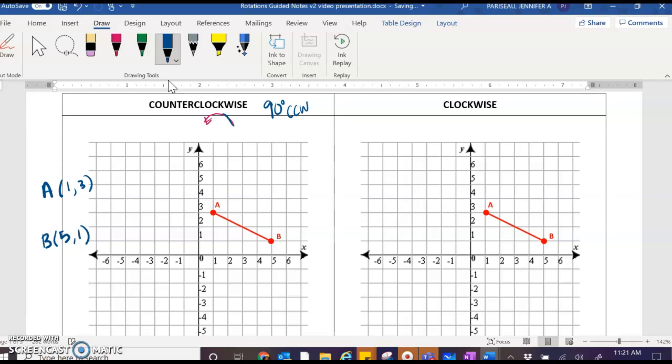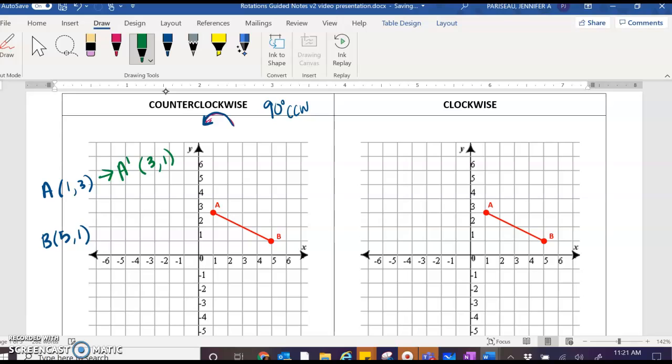Again, counterclockwise means turning to the left. Something to think about, as long as you remember the rules about the 90s, counterclockwise or even the 90s and 270s, they always flip places. So if they flip places, I know, and I probably should have done that in red first, let's do this in green. I know that A prime, they're going to flip places. That's going to be (3, 1).